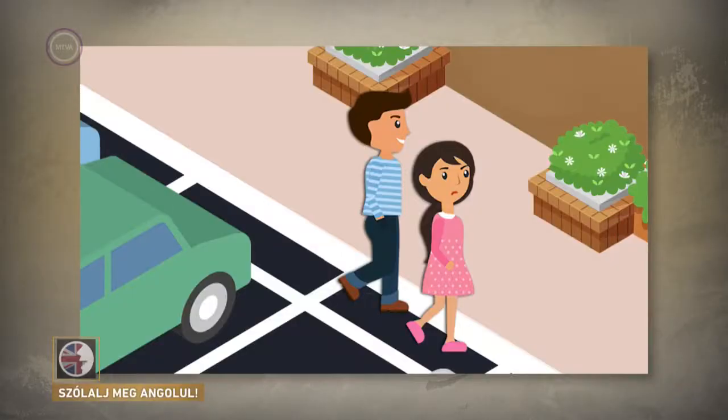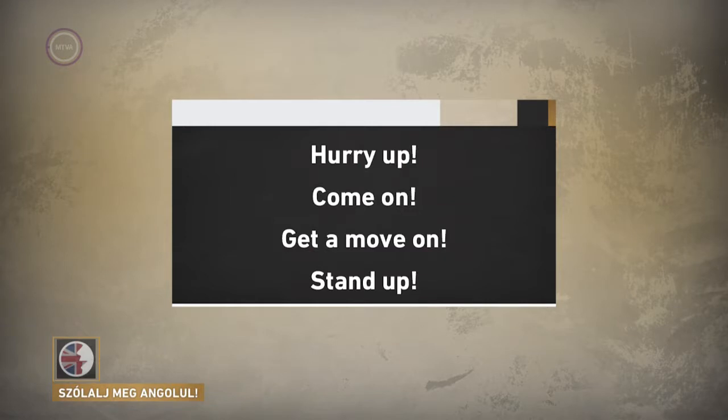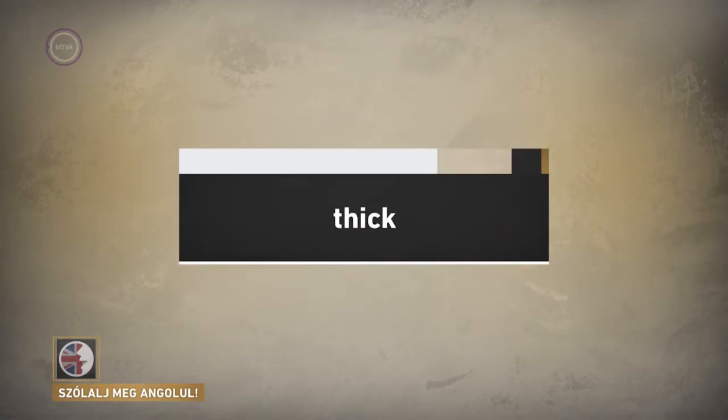All right, now the conversation we heard between Lizzie and Tim, that's the conversation we're still looking at. We saw that Lizzie used the imperative form several times. She told Tim what to do. She ordered him to do things. Hurry up! Come on! Get a move on! Stand up! She also insulted him again. She called him thick. She told him that he was stupid. Now, there are two other words that I want us to have a look at.